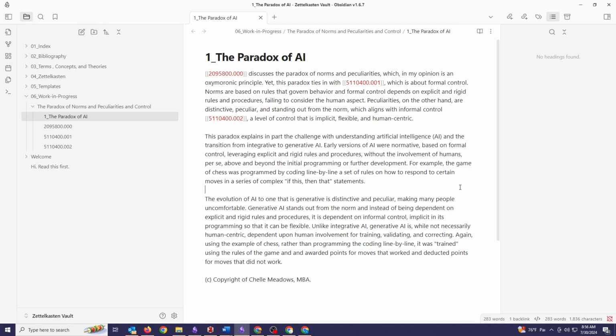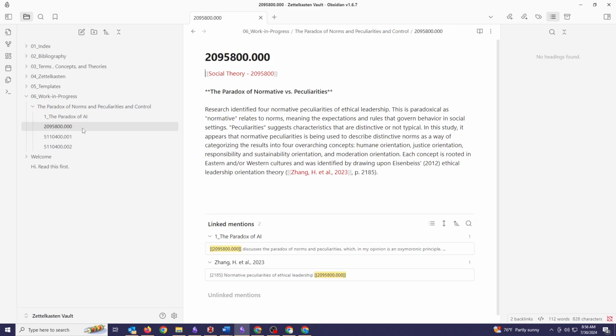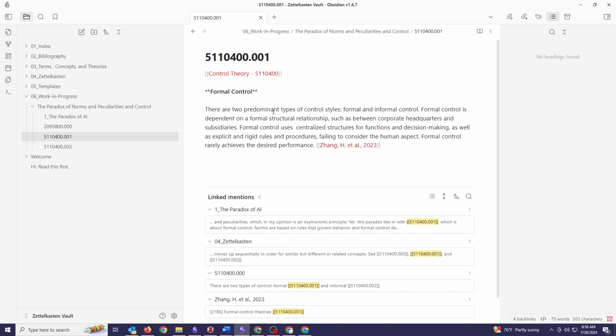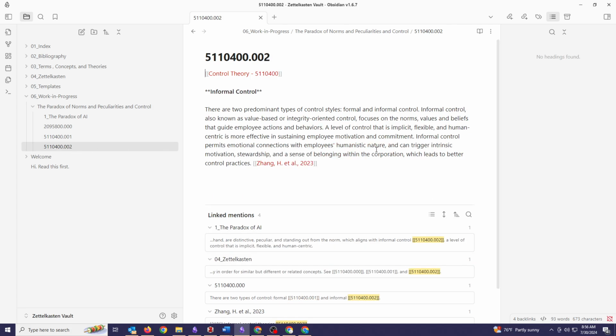And so in my works in progress, I have my main concept, like what blew my mind. I have my brain dump that explains what it was that got me so excited. And then I have my supporting cards. So here's my social theory card. Here's my control theory card on formal control. And here's my control theory card on informal control.